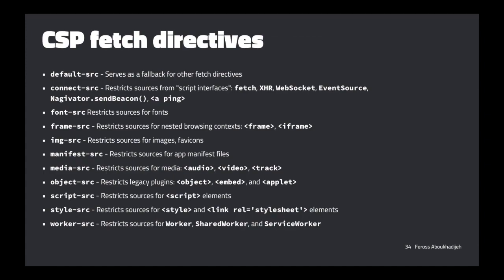Object is a really interesting one because it's all this sort of old Flash and Java applets and things that can be embedded in pages. If you're not using that stuff on your site, just block this entirely. And then scripts are probably the most important one to set a policy on, because this is really what we're trying to do here: prevent cross-site scripting. So you should be very careful about how you set the script source.